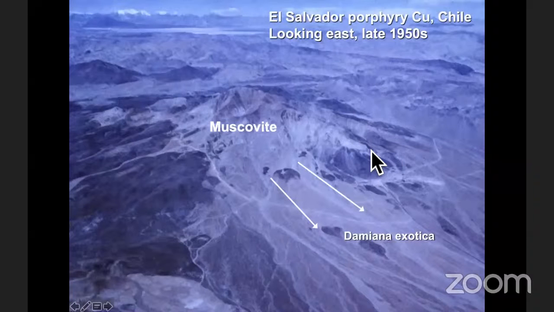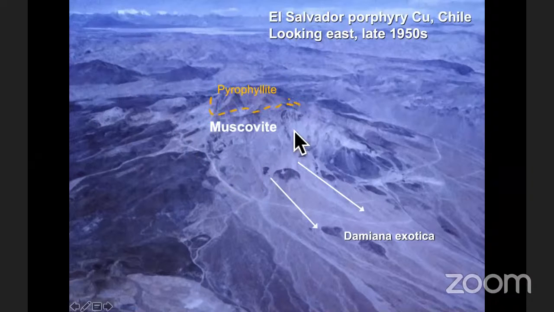I cannot show an active example because it's too deep for us to have, and we don't have evidence from an active system, but let's look at fossil systems. Let's look at El Salvador. This is a photograph, a slide from Jeff Hedenquist. So we have a muscovite alteration.